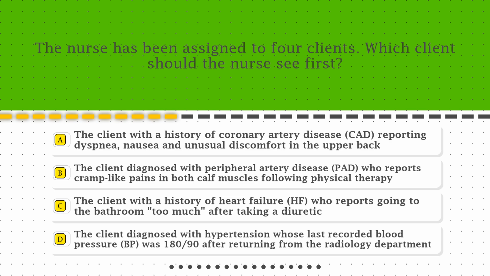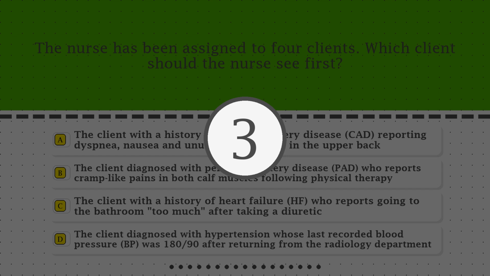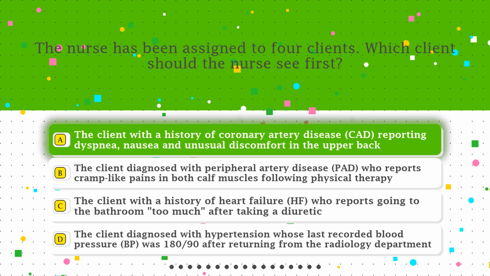Option C. The client with a history of heart failure, HF, who reports going to the bathroom too much after taking a diuretic. Option D. The client diagnosed with hypertension whose last recorded blood pressure, BP, was 180/90 after returning from the radiology department. The correct answer is option A. The client with a history of coronary artery disease, CAD, reporting dyspnea, nausea and unusual discomfort in the upper back.